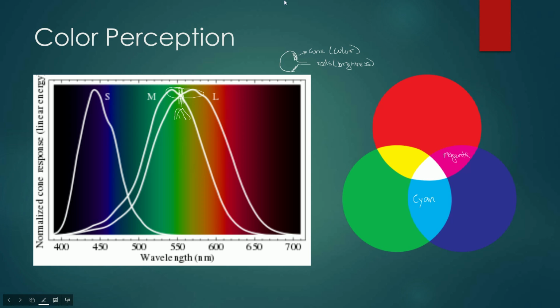Okay, so this is how we perceive color. Again, there's three different types of cones. They absorb light in three different regions, and then the mixture of the nerve signals from these three different cones gives us the perception of color. And then the rods are the whole dark and light perception.